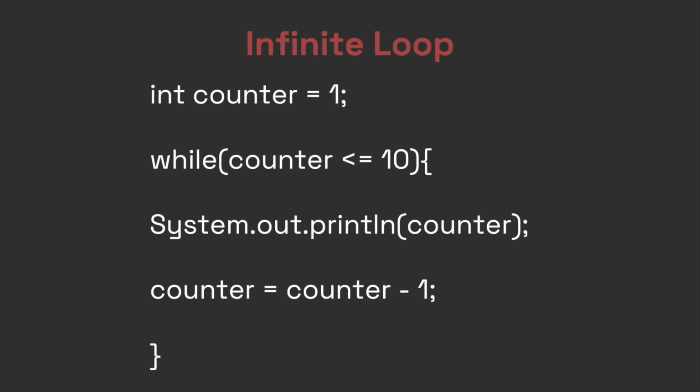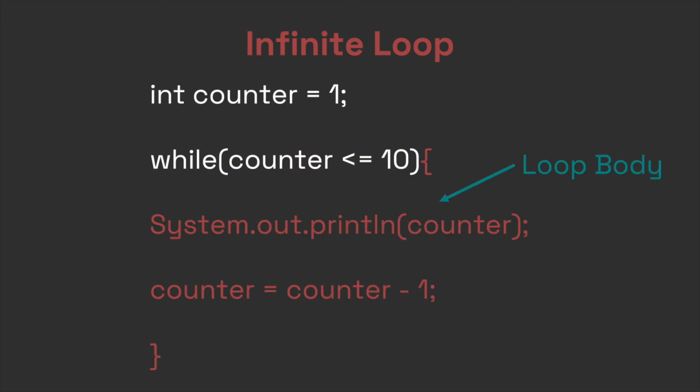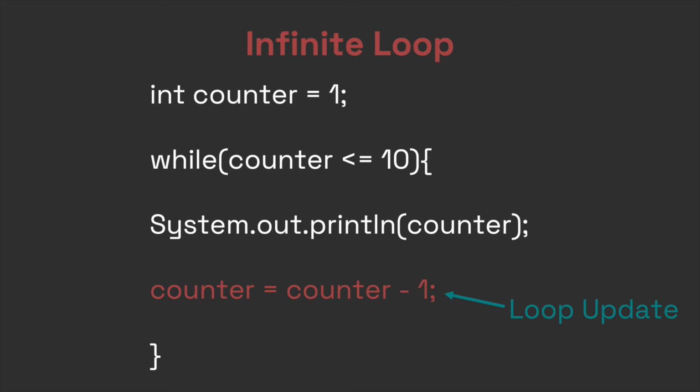Now let's consider the case of an infinite loop. This code from a first glance seems to be a normal while loop. Let's check to see if it meets all the conditions for a loop. It initializes a loop variable, it has a condition that will stop the loop, it has a loop body, and it updates the loop variable. So what is the problem? Why will this code continually loop?